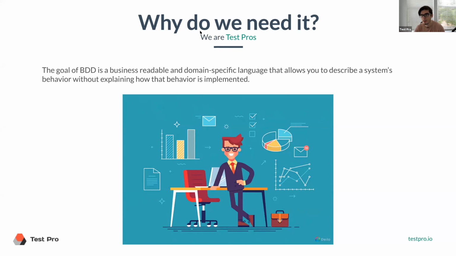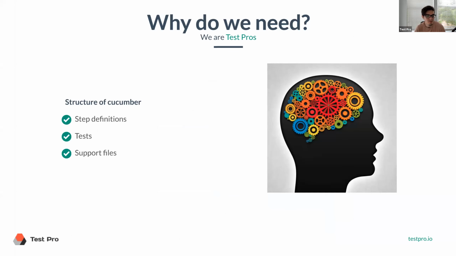To move the test logic out of Java or any other programming language and make it one unique, specific human readable language. All right, so the structure of Cucumber: we're gonna have step definitions, we're gonna have tests, and we're gonna have support files. Again, our test is going to be in a human readable language. You won't write any single line of Java code there. It's going to be in given, when, then statements.